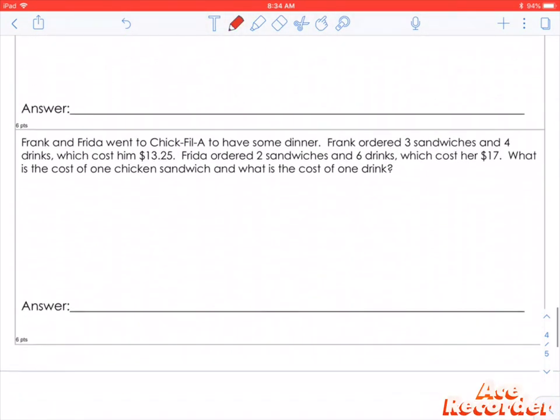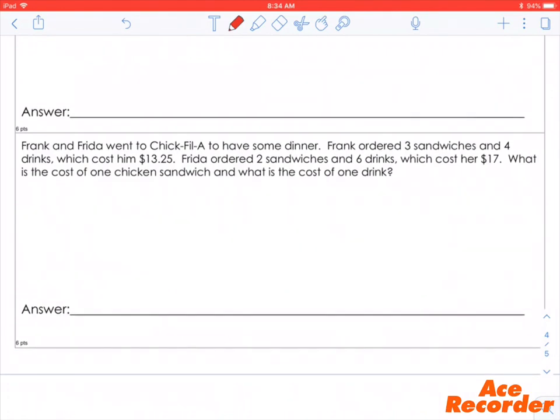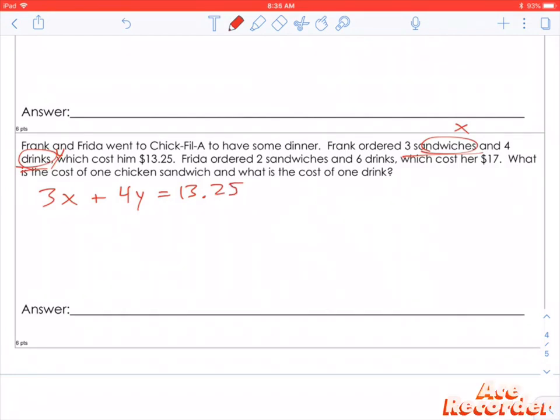All right, and then the last one, this is Chick-fil-A dinner. So Frank ordered 3 sandwiches and 4 drinks. Not sure what Frank's doing to do that, but we'll go with it. So there's x and y. So Frank's order is, oh, sorry, I did it backwards. 3 sandwiches, so 3x plus 4y equals 13.25.